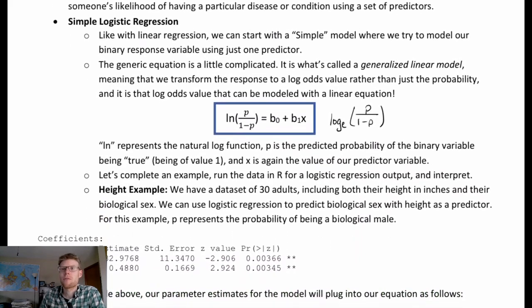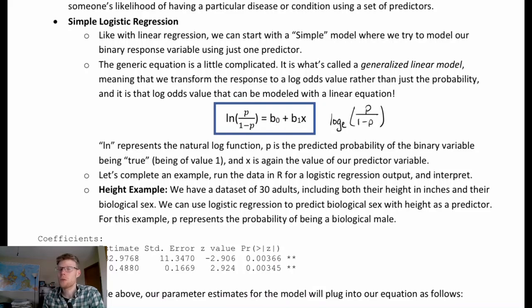All right, so let's break this down with a really simple example so that it makes a little more sense what's going on here. Let's say that we're trying to predict someone's biological sex from their height as a predictor variable. Heights can be somewhat helpful in differentiating biological sex, because biological males are more likely to be taller than biological females. So if I knew someone's height, I could use that information to make a judgment about their likelihood of being biologically male versus female.